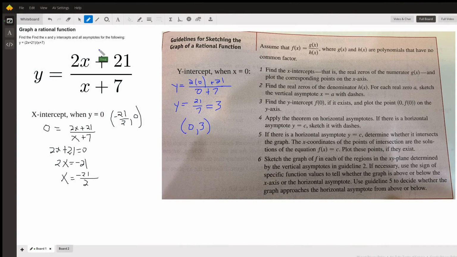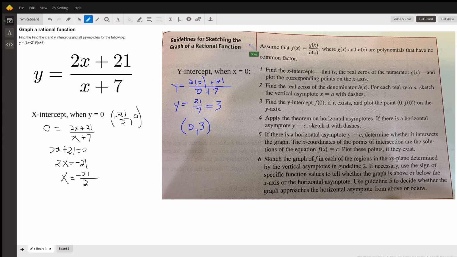Okay, this problem simply asks you to identify the x and y intercepts and all asymptotes for this function right here, y equals (2x plus 21) over the quantity (x plus 7).